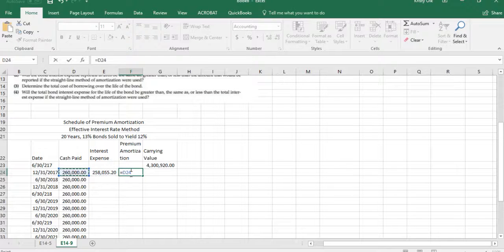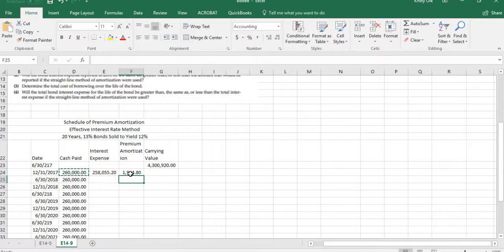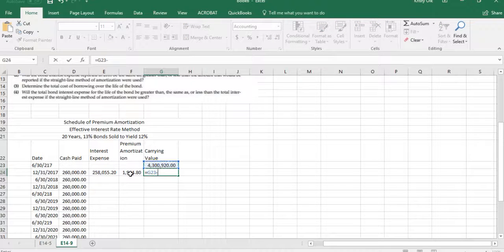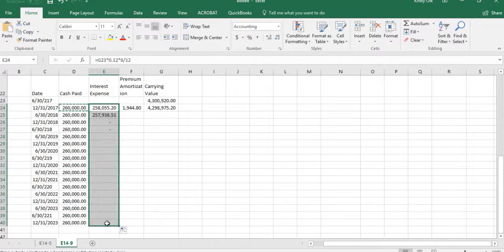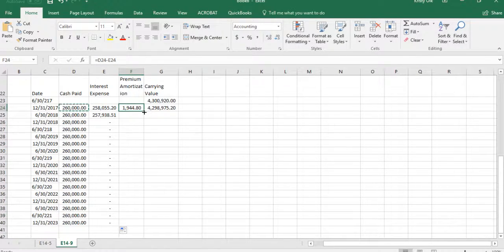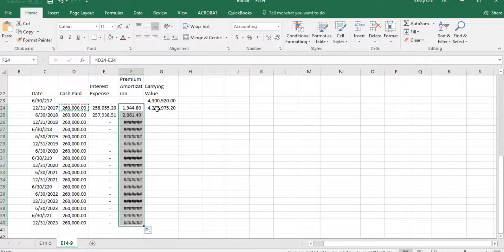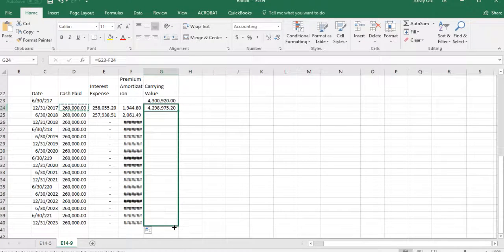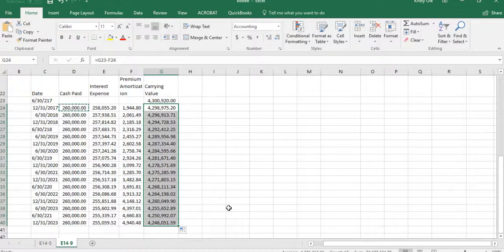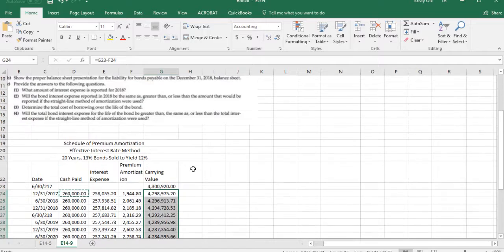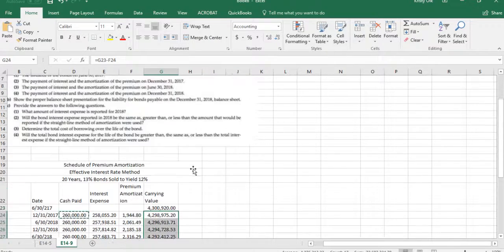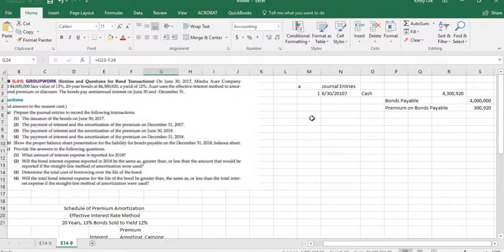So our premium amortization we'll recognize as the difference. We'll remove that from the carrying value of the bond as time goes on. And I'm just going to populate this. I love that Excel does this for us. Makes life so much easier. So I've created the beginning of the amortization table here. I didn't create 20 years because really we don't need it for the entire problem.